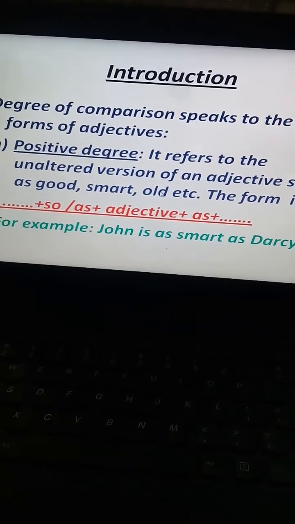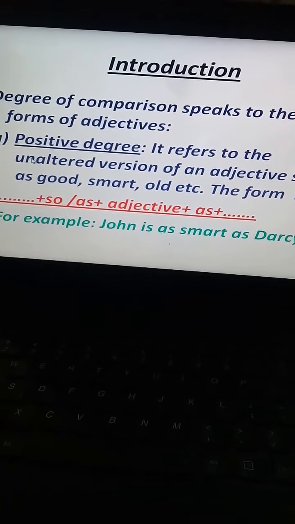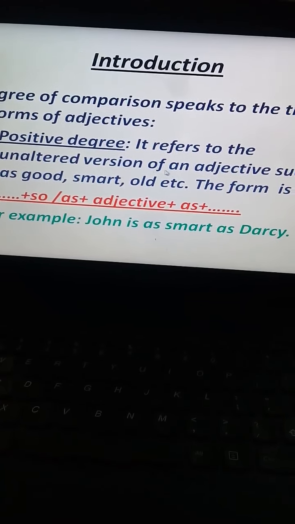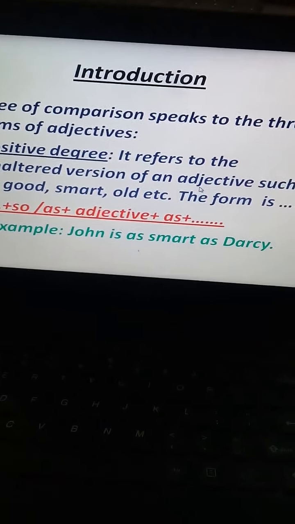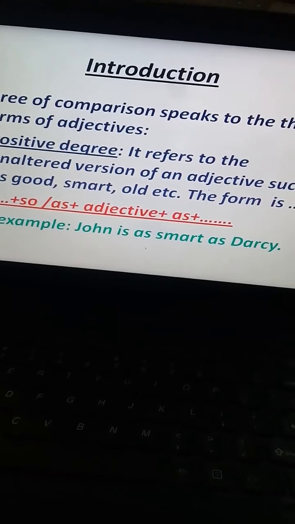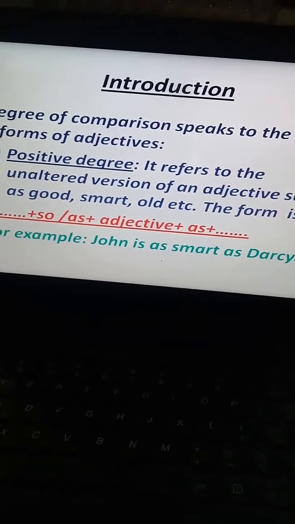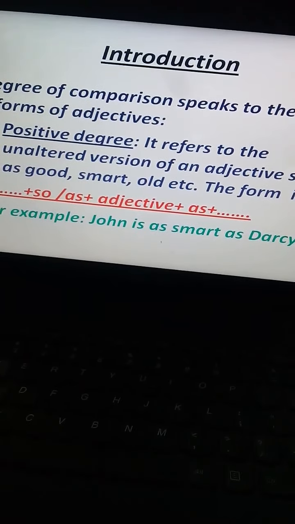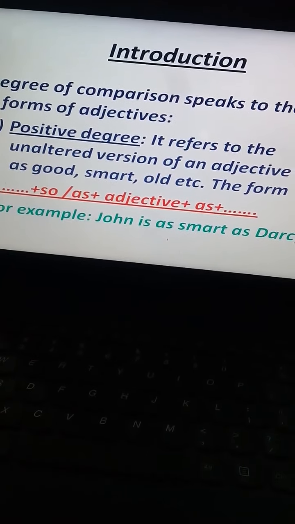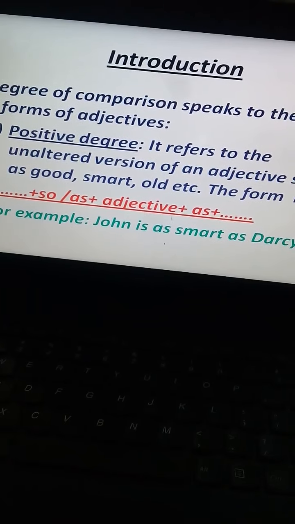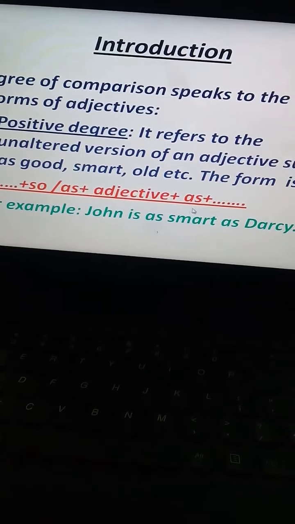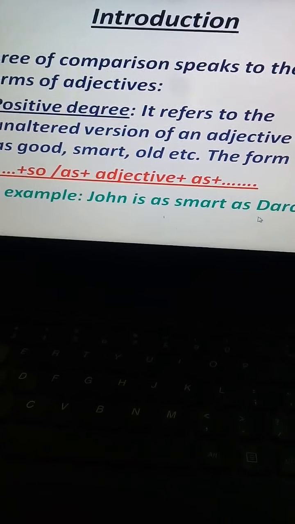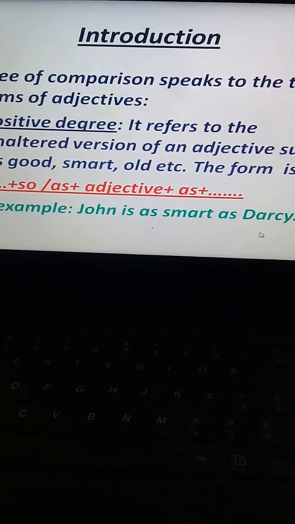small, etc. But what does it mean, an unaltered version? That means the unchanged form of an adjective. That is the root word, the root of an adjective, like good, smart, old, tall, high, as I said. But what is the form? The form in the positive degree is: as adjective as. For example, John is as smart as Darcy.